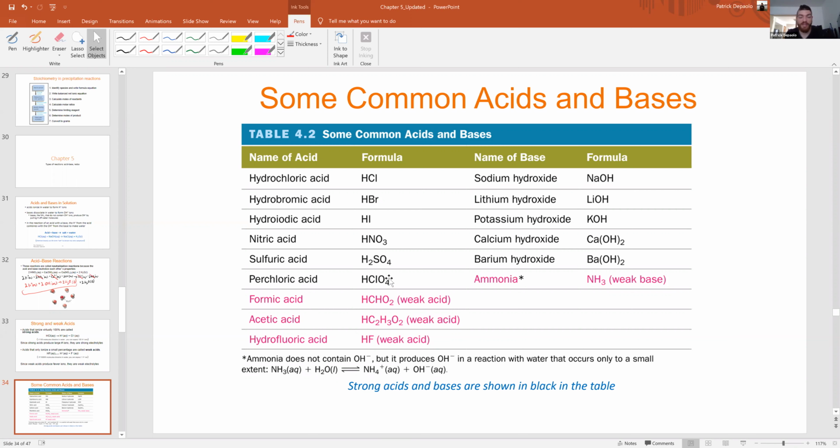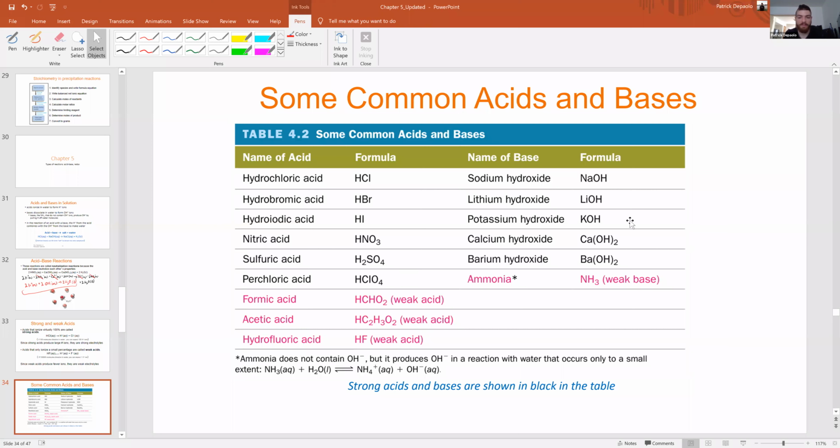And also they forgot HClO3. That's another one. So HClO3 and HClO4, they're very close in strength, so I just count both of them. And they're both considered strong.